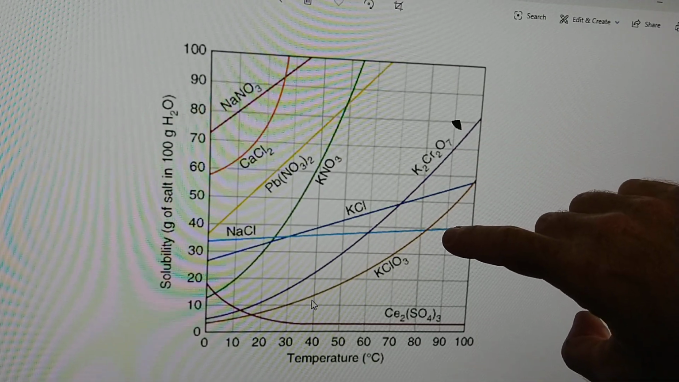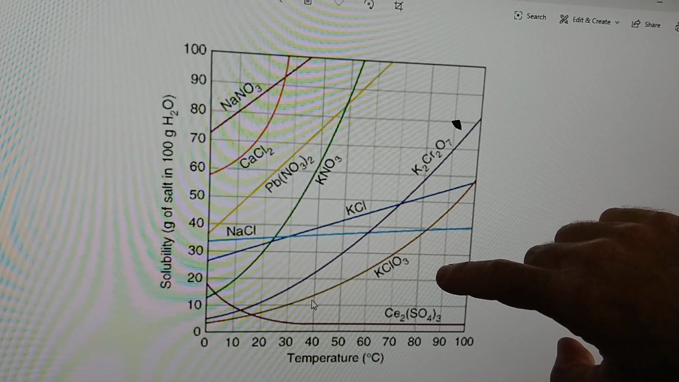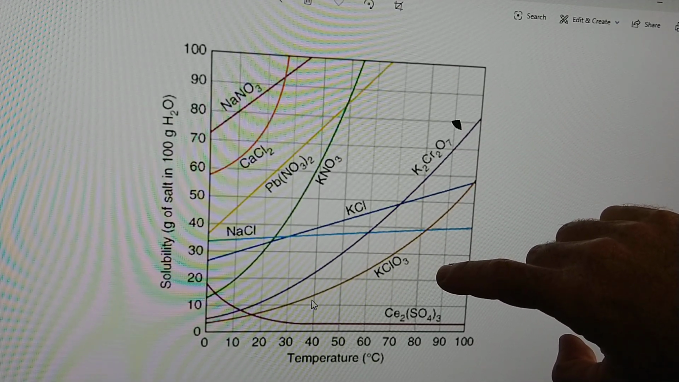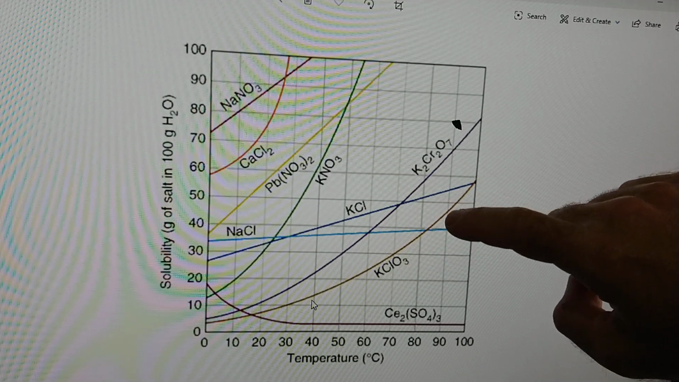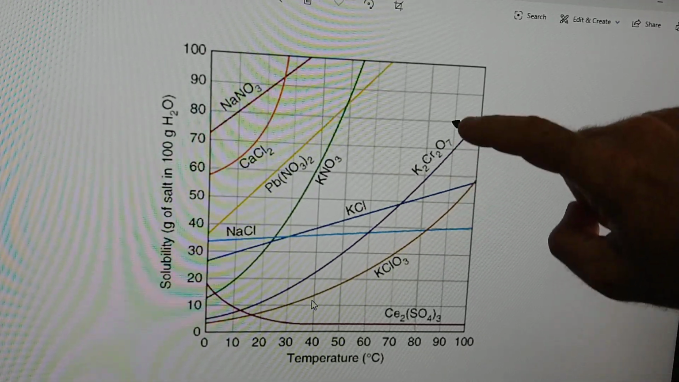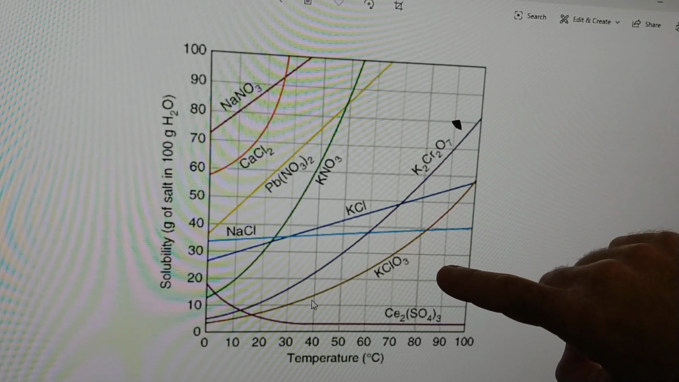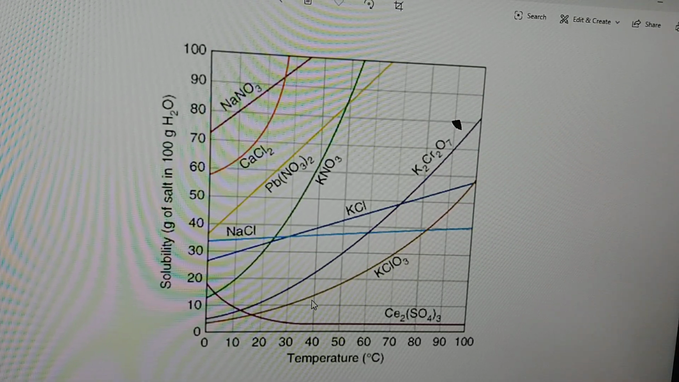When you're on the line, you're saturated. When you're under the line, you're unsaturated. Okay? Saturated, supersaturated, unsaturated. That's pretty straightforward.